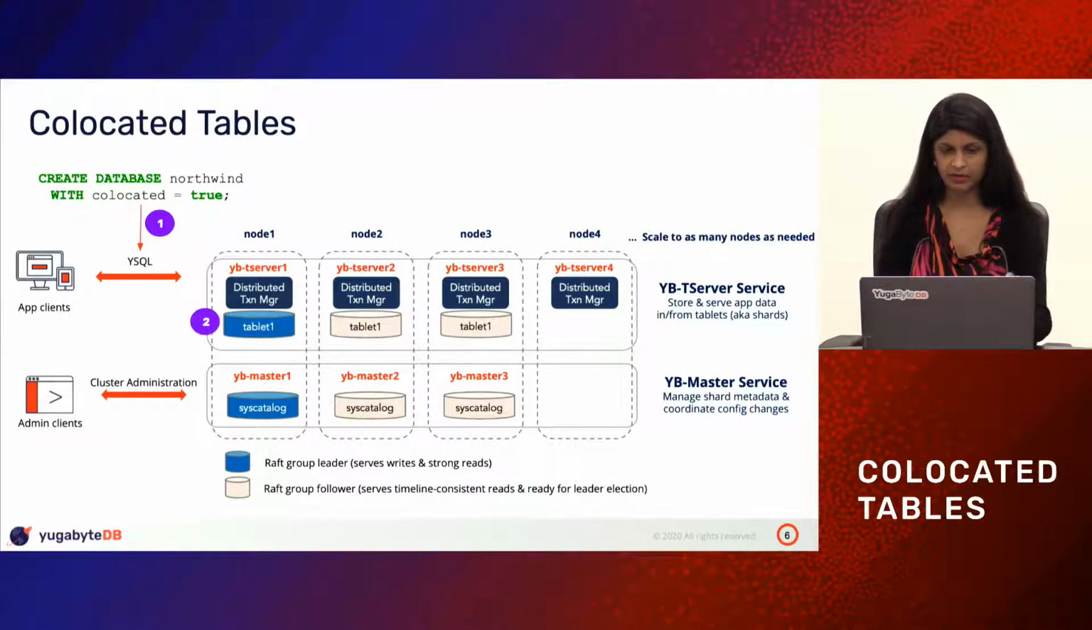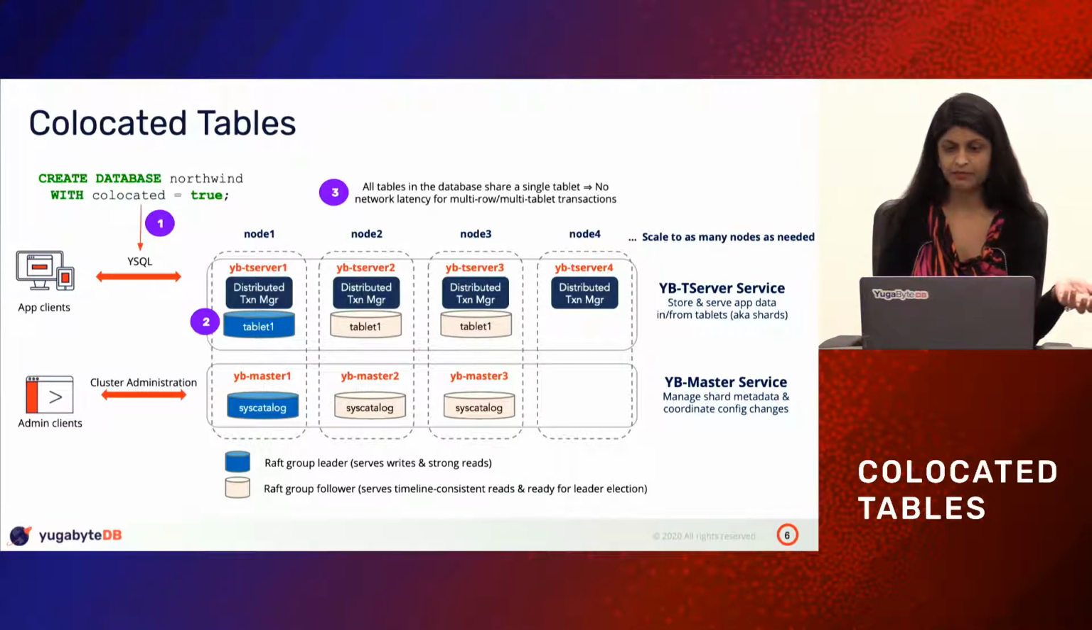Now, once you run the create database command, it will end up creating one tablet for that database. That tablet is now three-way replicated, so it's present on 3 different nodes. And now what ends up happening is, because all your data is in a single shard, you don't have any network latency for multi-shard transactions or multi-row transactions, right?